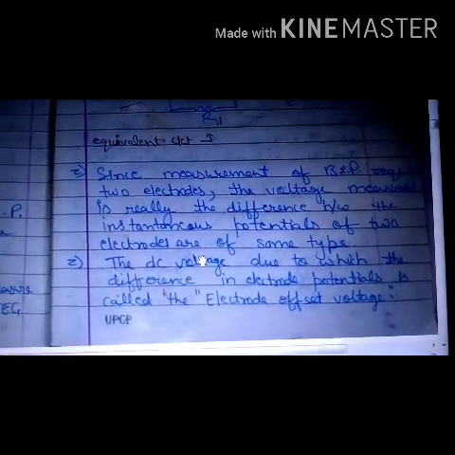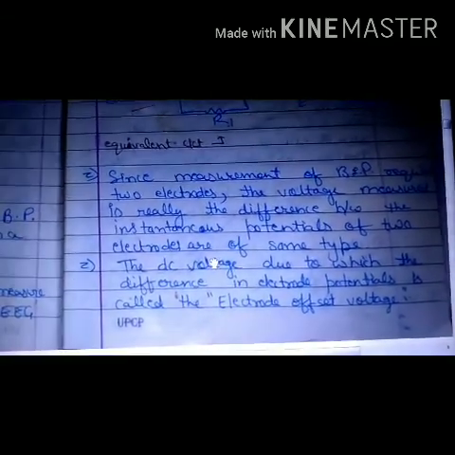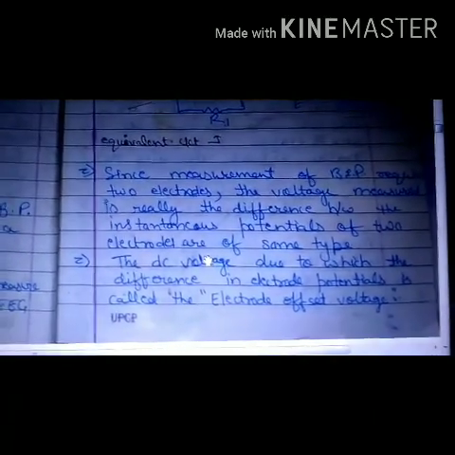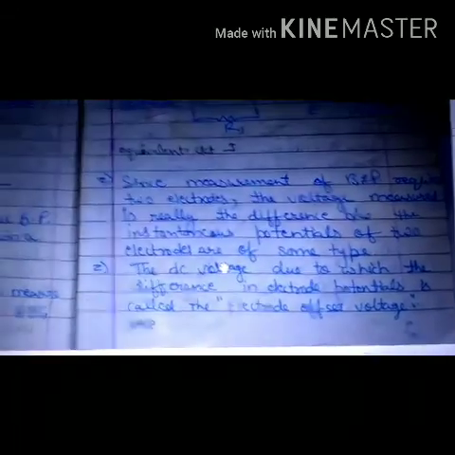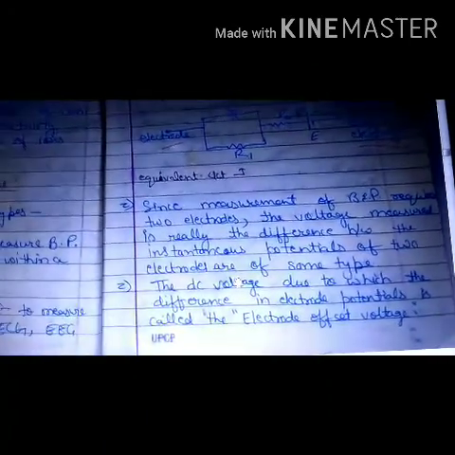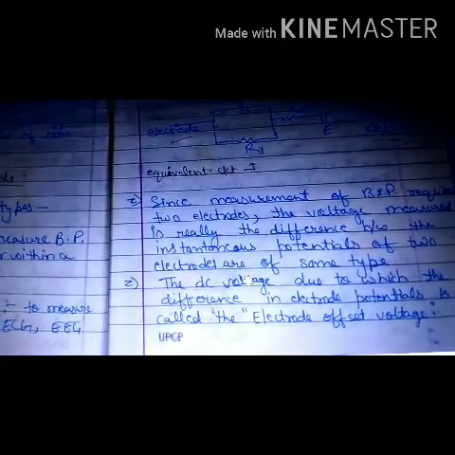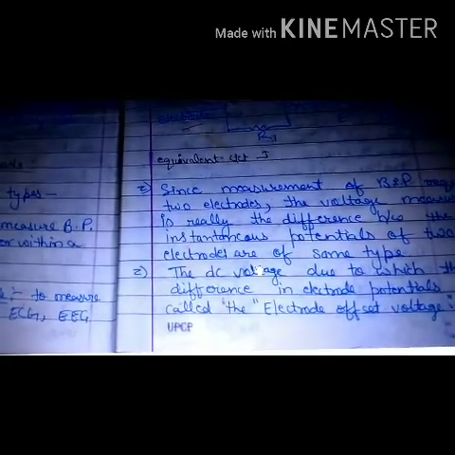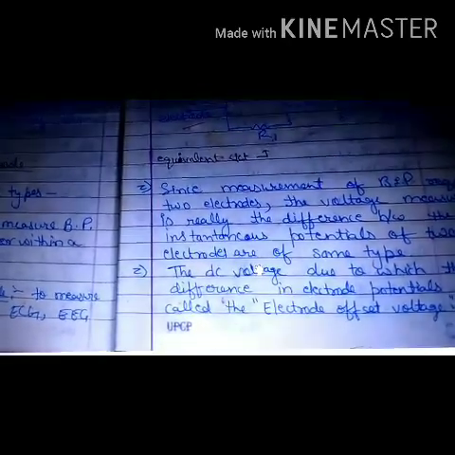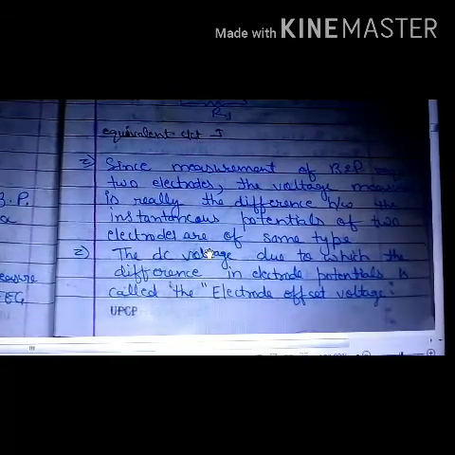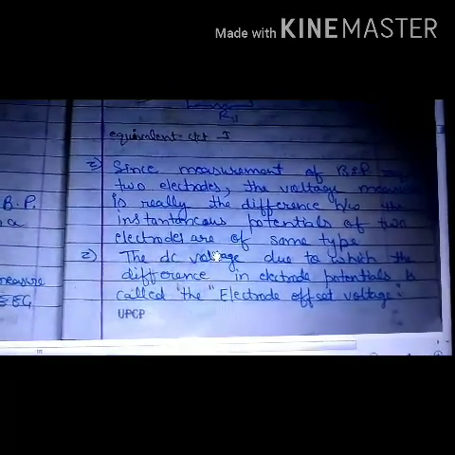Now since the measurement of blood pressure requires two electrodes, the voltage measured is really the difference between the instantaneous potential of the two electrodes of the same type. So if we are using two electrodes of the same type for measurement of blood pressure, the difference between them will be the instantaneous. So the blood pressure which is being measured is actually the instantaneous difference between the potentials observed at the electrodes. Now the DC voltage due to the difference in the electrode potential is called electrode offset voltage. So the voltage which is generated on the potential is called electrode offset voltage.